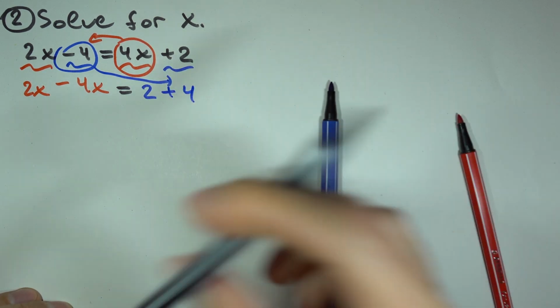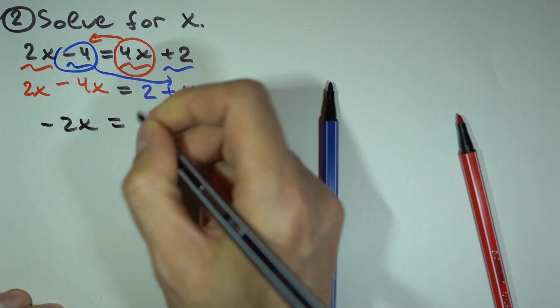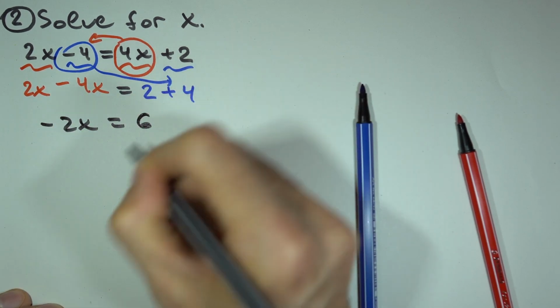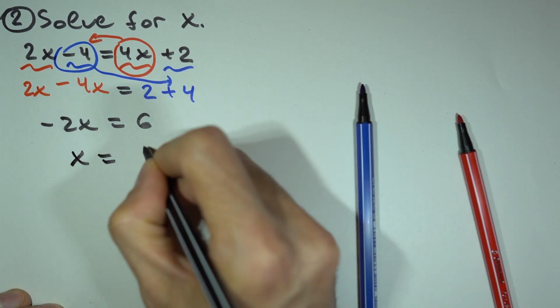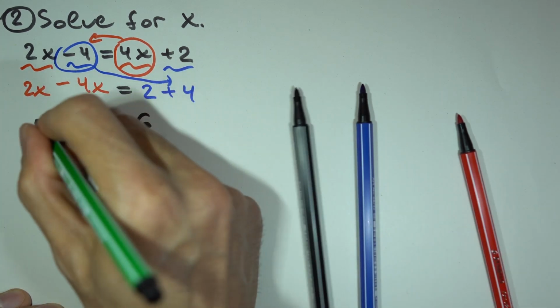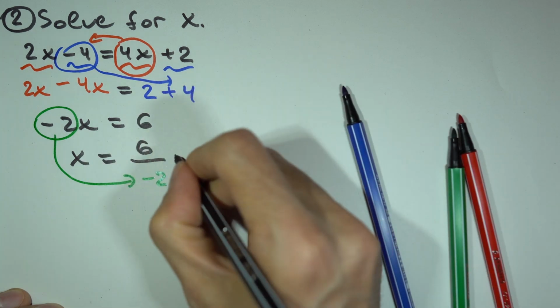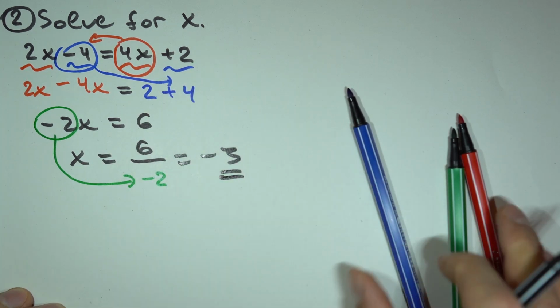In other words, we have 2x minus 4x, which is minus 2x, and this equals 2 plus 4, which is 6. X equals, therefore, 6 divided by the coefficient in front of x, which is minus 2, or x equals minus 3. Again, we are not done.